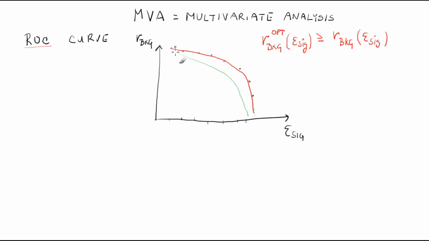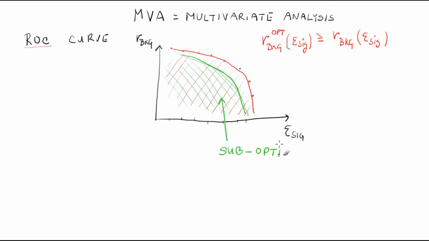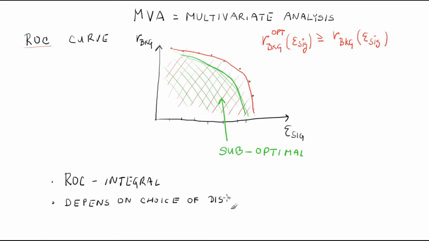Obviously, the integral of the optimal test ROC curve is higher than integrals of ROC curves corresponding to all other tests. This is often used when comparing different MVA methods. Note that the choice of the discriminating variables is important. The same test technique can have different performance depending on the chosen variables.